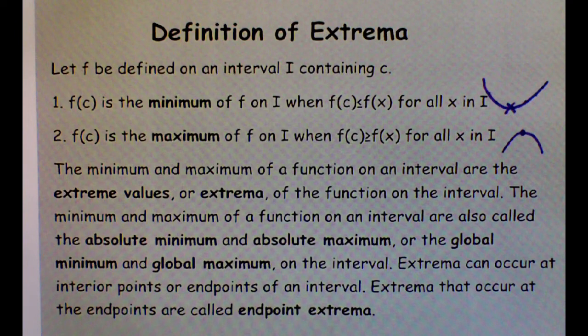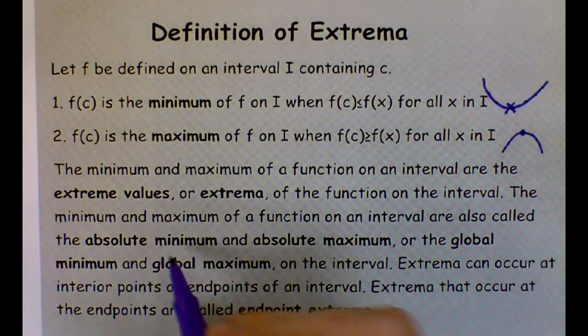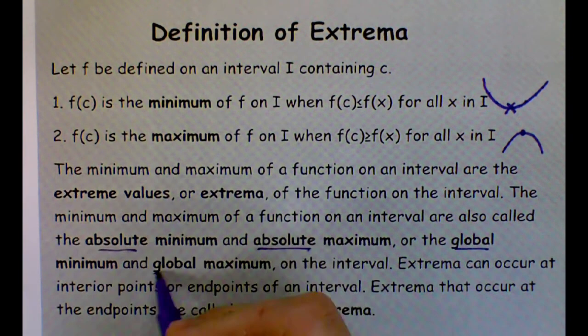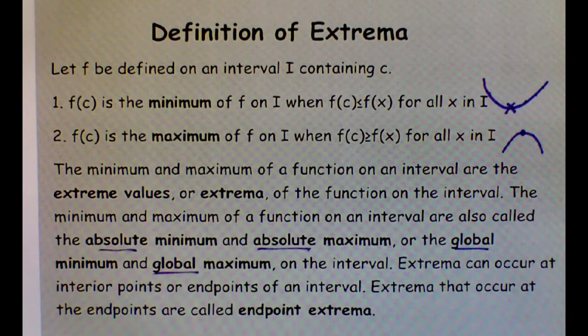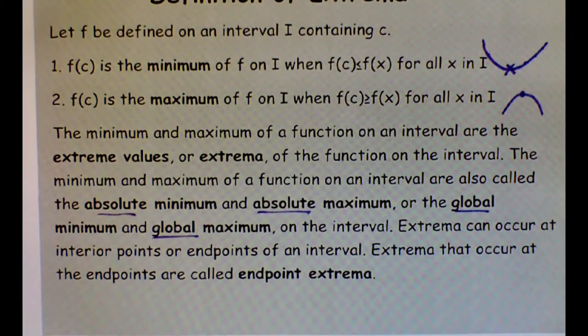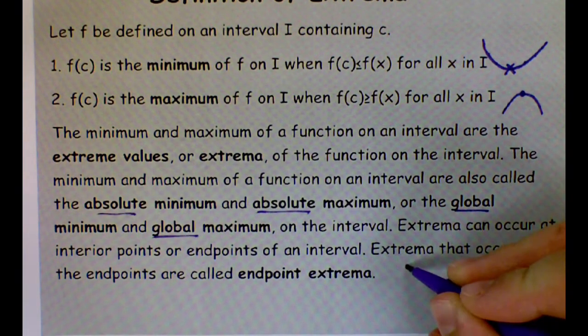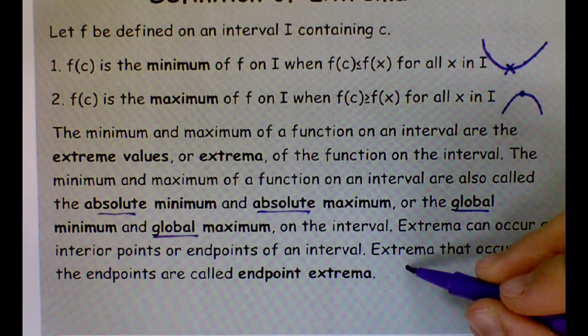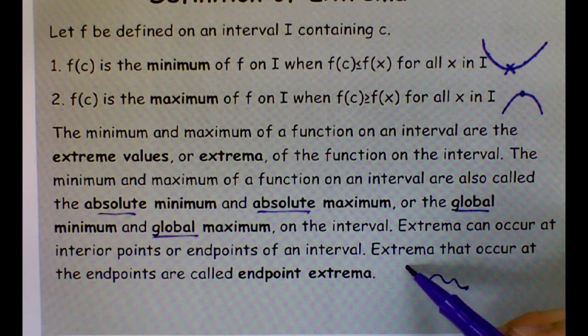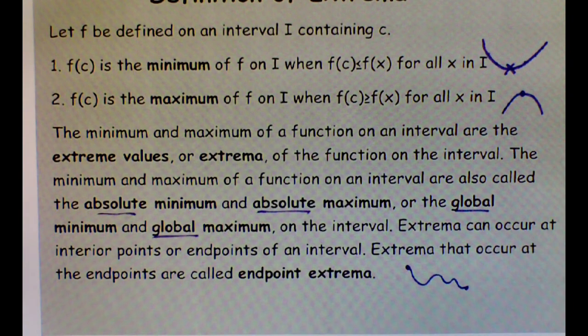The minimum and maximum of a function on an interval are also called the absolute minimum and absolute maximum, or global minimum and global maximum on the interval. So absolute and global mean the exact same thing in this case. It just depends on the problem, the textbook, the video, whatever, which term they'll use. And then extrema can occur at interior points or endpoints. If the extrema are at an endpoint, we call it an endpoint extrema. So that would be if, I remember, we're just in an interval. So we start there, maybe end there, right? I've got a global maximum right here because it's higher than everything else, even though it's at the endpoint.